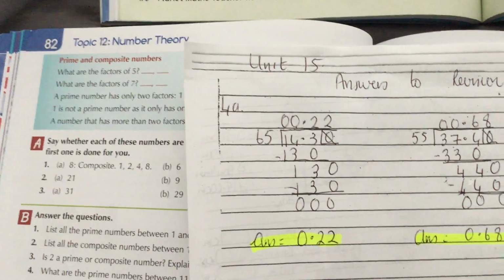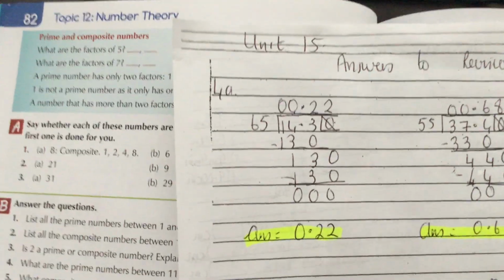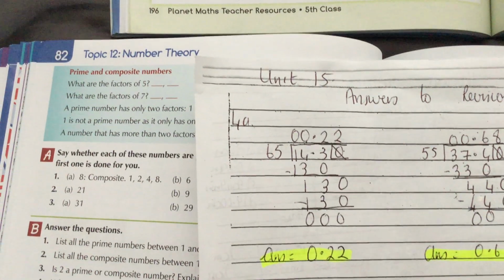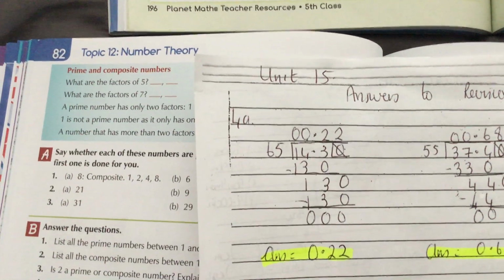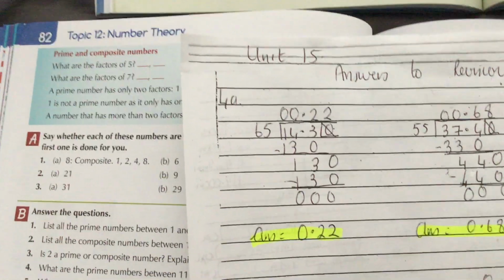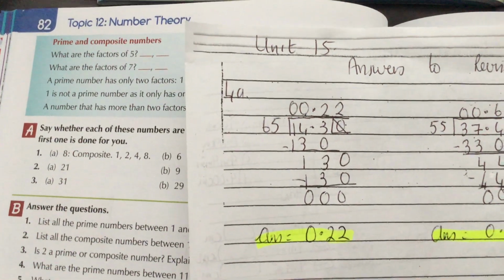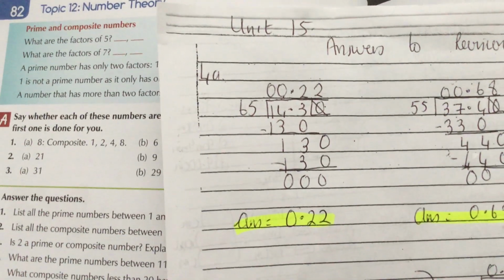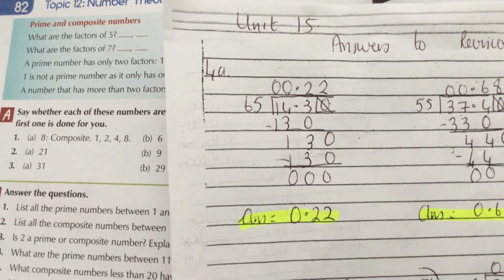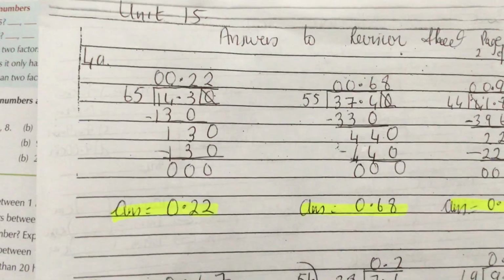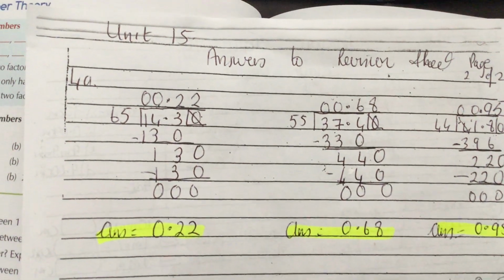And 65 into 130 goes twice. 2 by 65, multiply it back out. Subtract, you're left with 0, 0, 0. Left with no remainder left over. The answer is 0.22. Hence, 65 multiplied by 0.22 is 14.3. Now, the next one, 55 into 34.4.